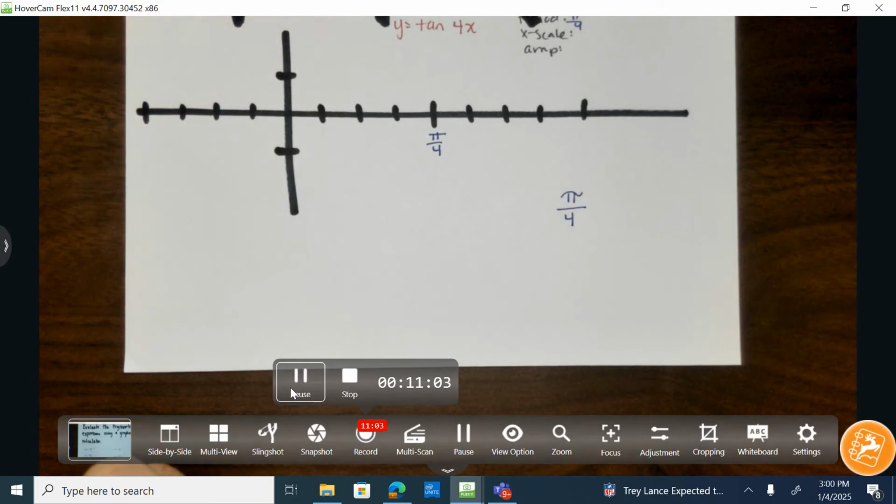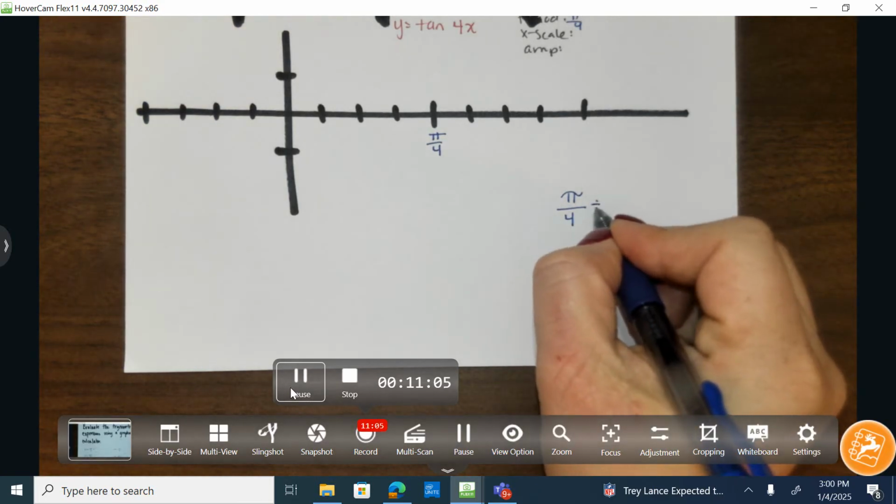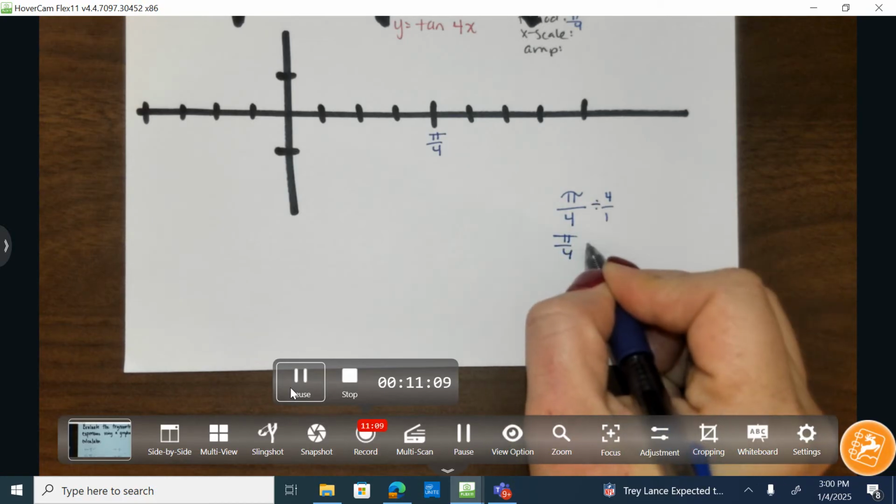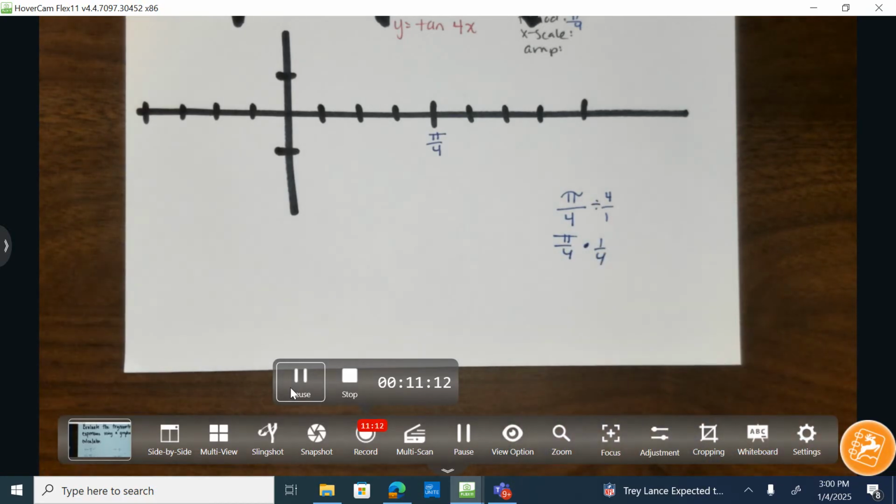Now, how do I figure out the x scale? I'm going to take this value, and it's always 4 steps, and divide it by 4. So pi/4, turn division into multiplying, and flip this.